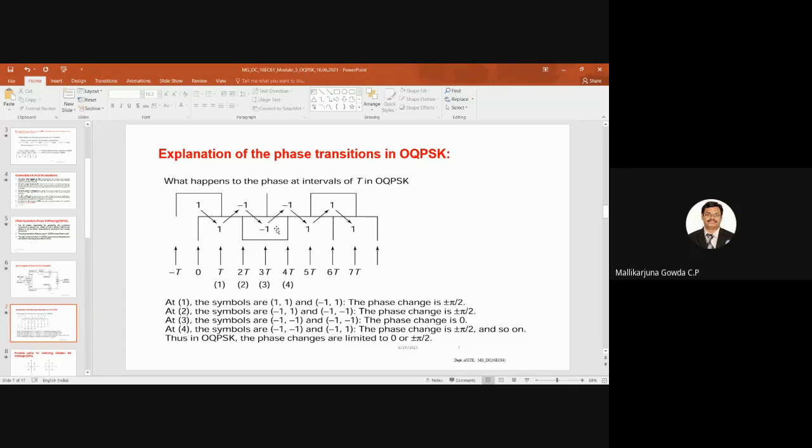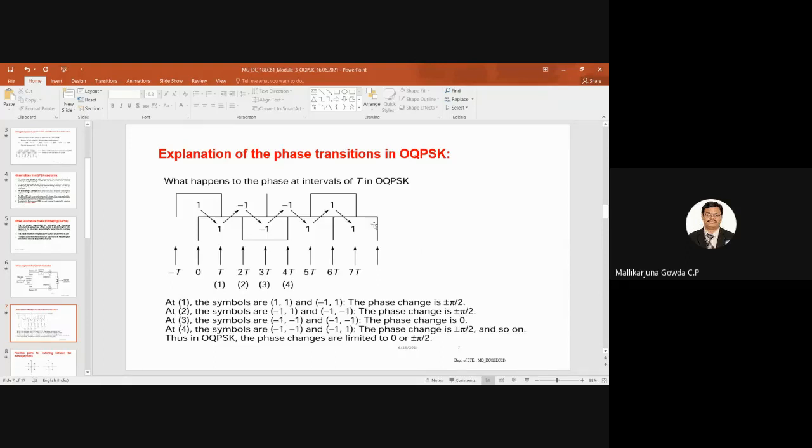So there is no change in the phase. That is why it is written phase change is 0 degree. Then at point 4, it is what? 0, 0 to 1, 0. So 0, 0 to 1, 0. Again it will be plus or minus 90 degree. And it keeps continuing. Right?